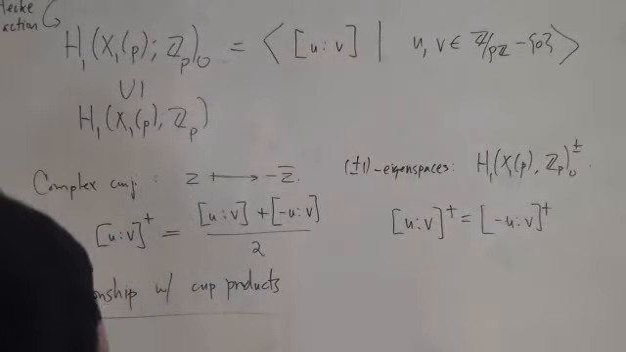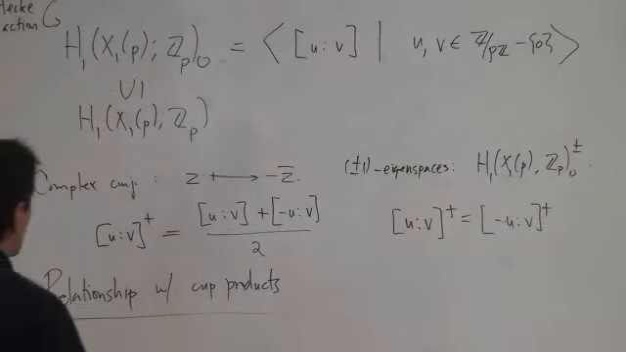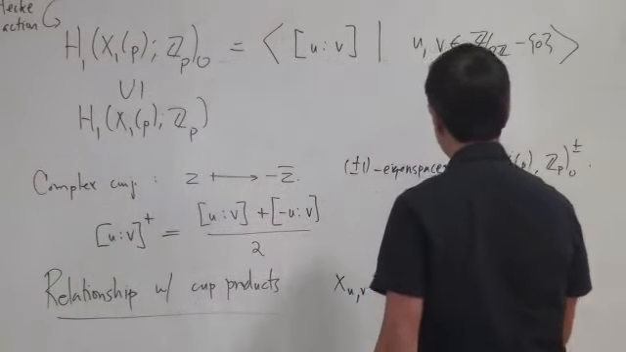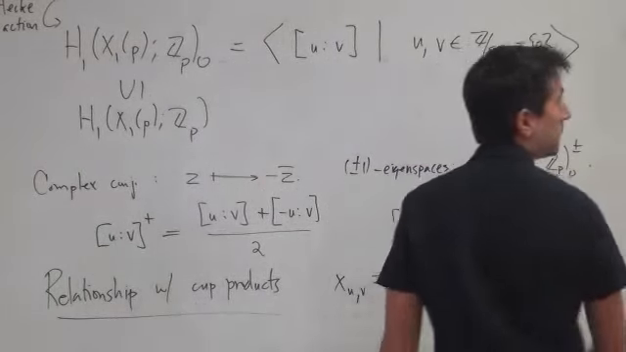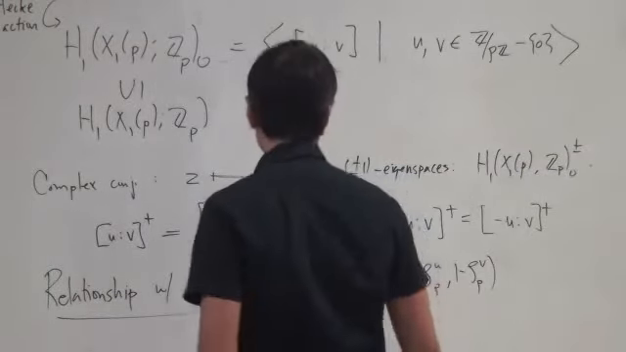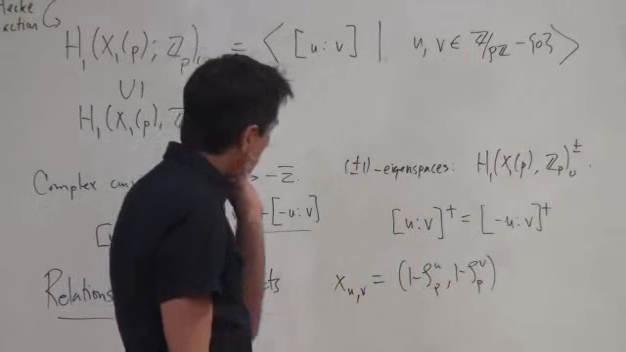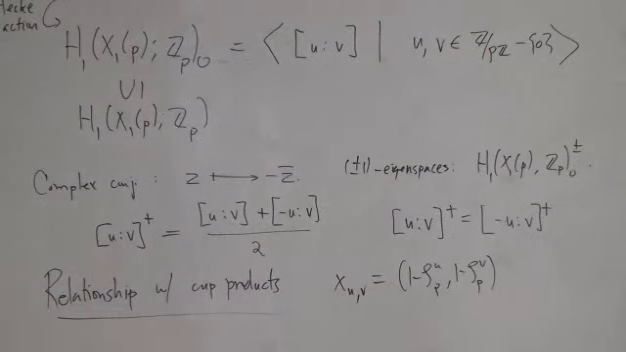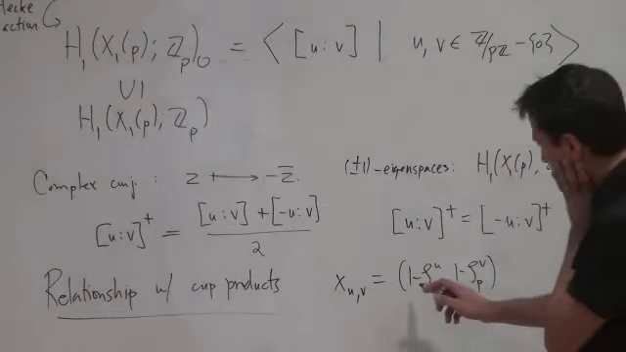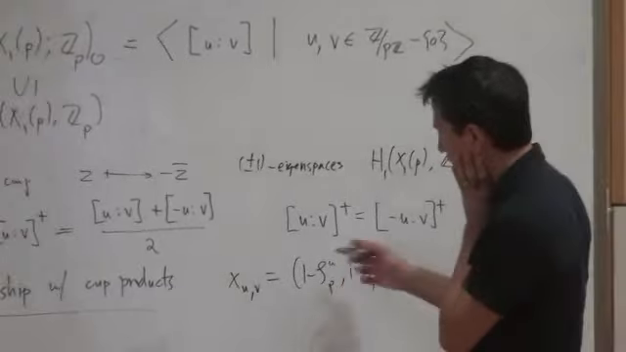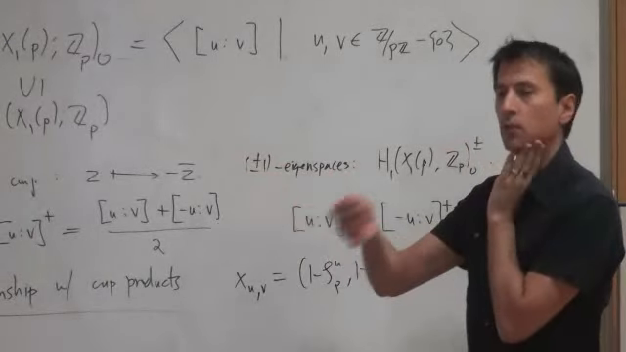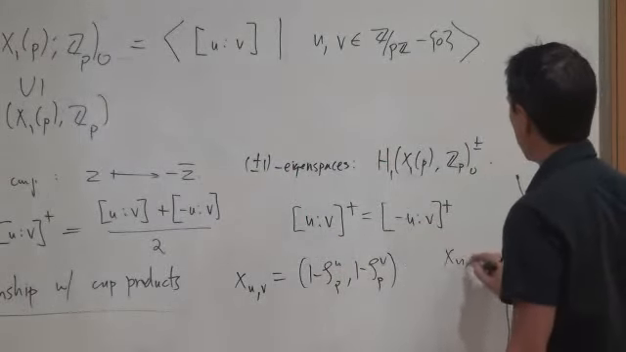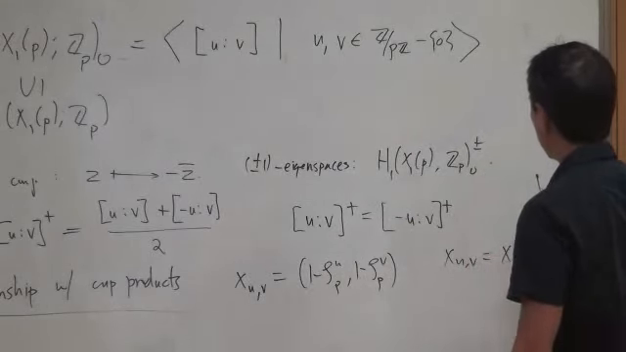Okay, so remember that x_{u,v} was (1 - ζ_p^u, 1 - ζ_p^v). And there's a few obvious relations that I didn't mention last time. Because ζ_p pairs trivially with everything, I can write 1 - ζ_p^u as -ζ_p^u times (1 - ζ_p^{-u}). So x_{u,v} actually equals x_{-u,v}.